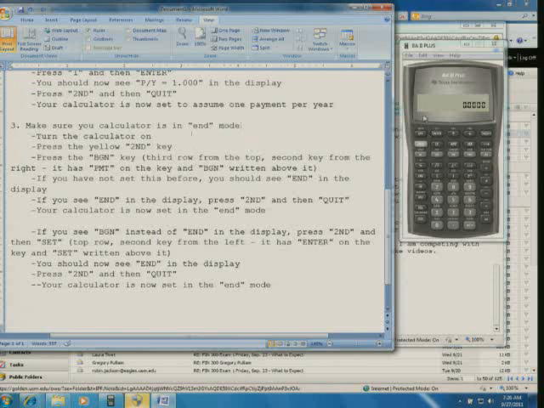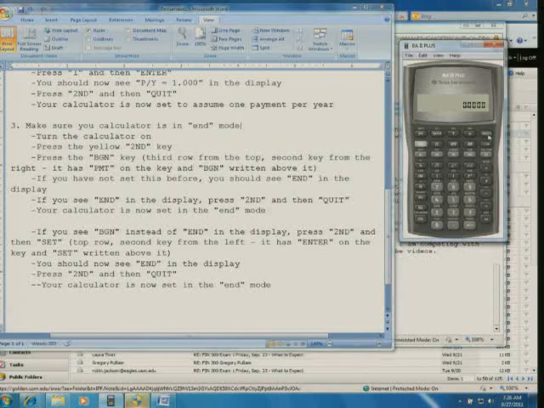Okay, so we want to make sure that it's set to end mode, which is the default for your calculator. So if you've never used it before, then it should already be set, but we need to check it, because it will make your answers wrong if it's set to beginning. Okay, so if the calculator's not on, we're going to turn it on, and then we're going to hit the second key, and what we're looking for is BGN, and it's right above the PMT key, which stands for payment.